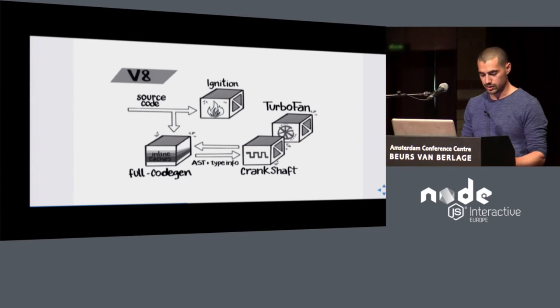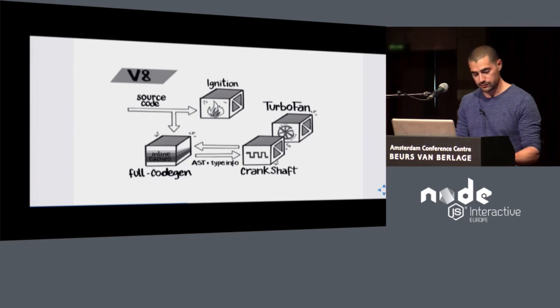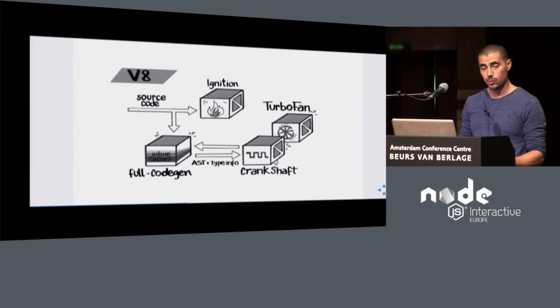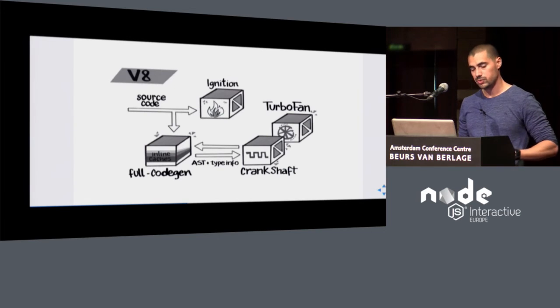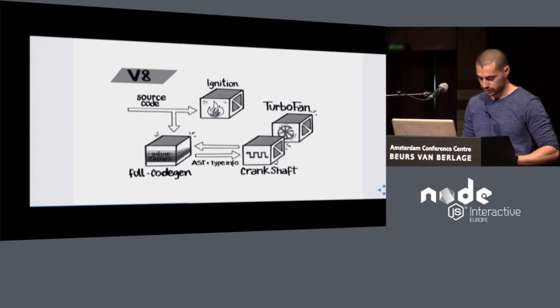Both Crankshaft and TurboFan optimize code with type information. TurboFan is based on a sea-of-nodes internal representation, while Crankshaft uses Hydrogen and Lithium, a high-level and a low-level internal representation, respectively. The idea is to eventually deprecate Crankshaft and the full codegen compilers and to migrate their optimizations.